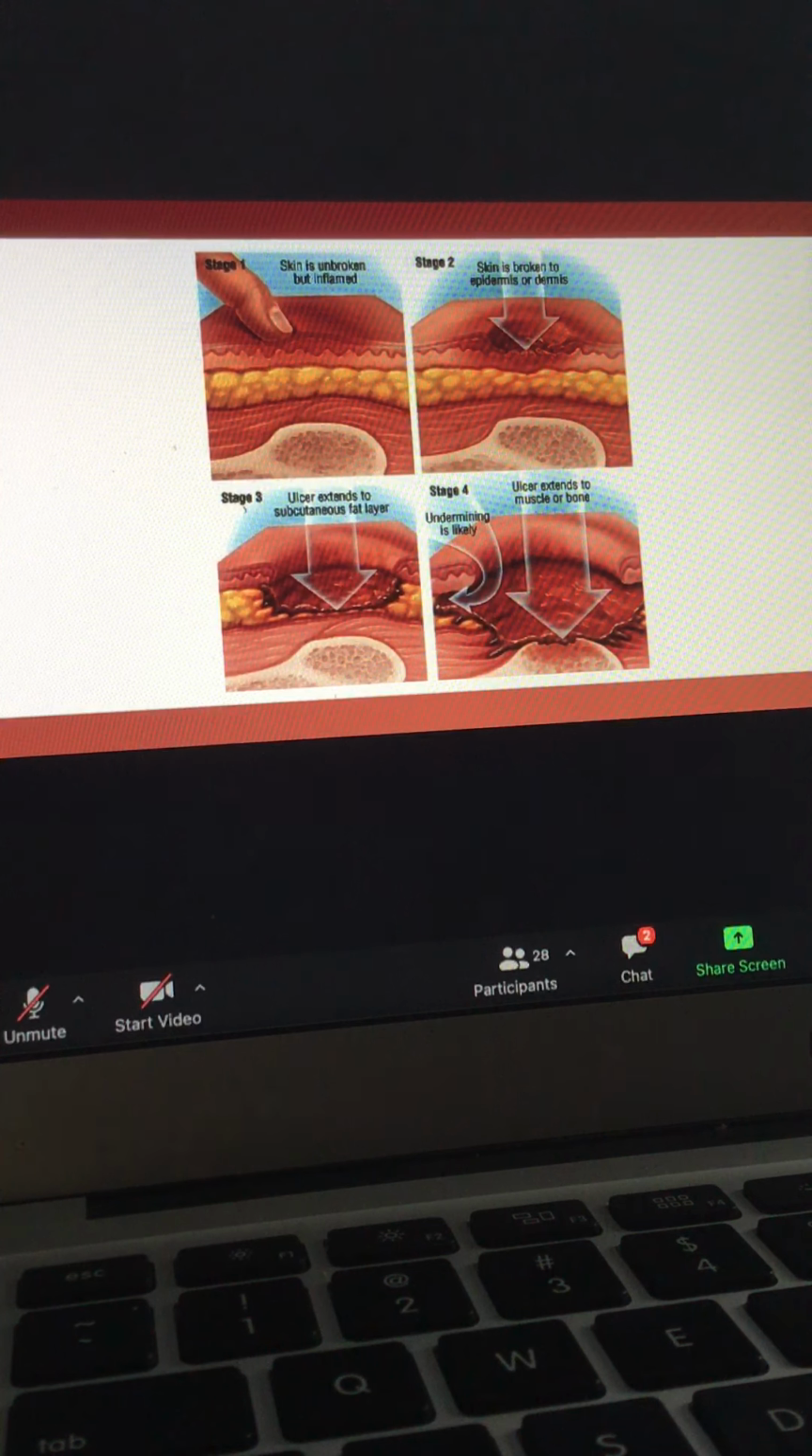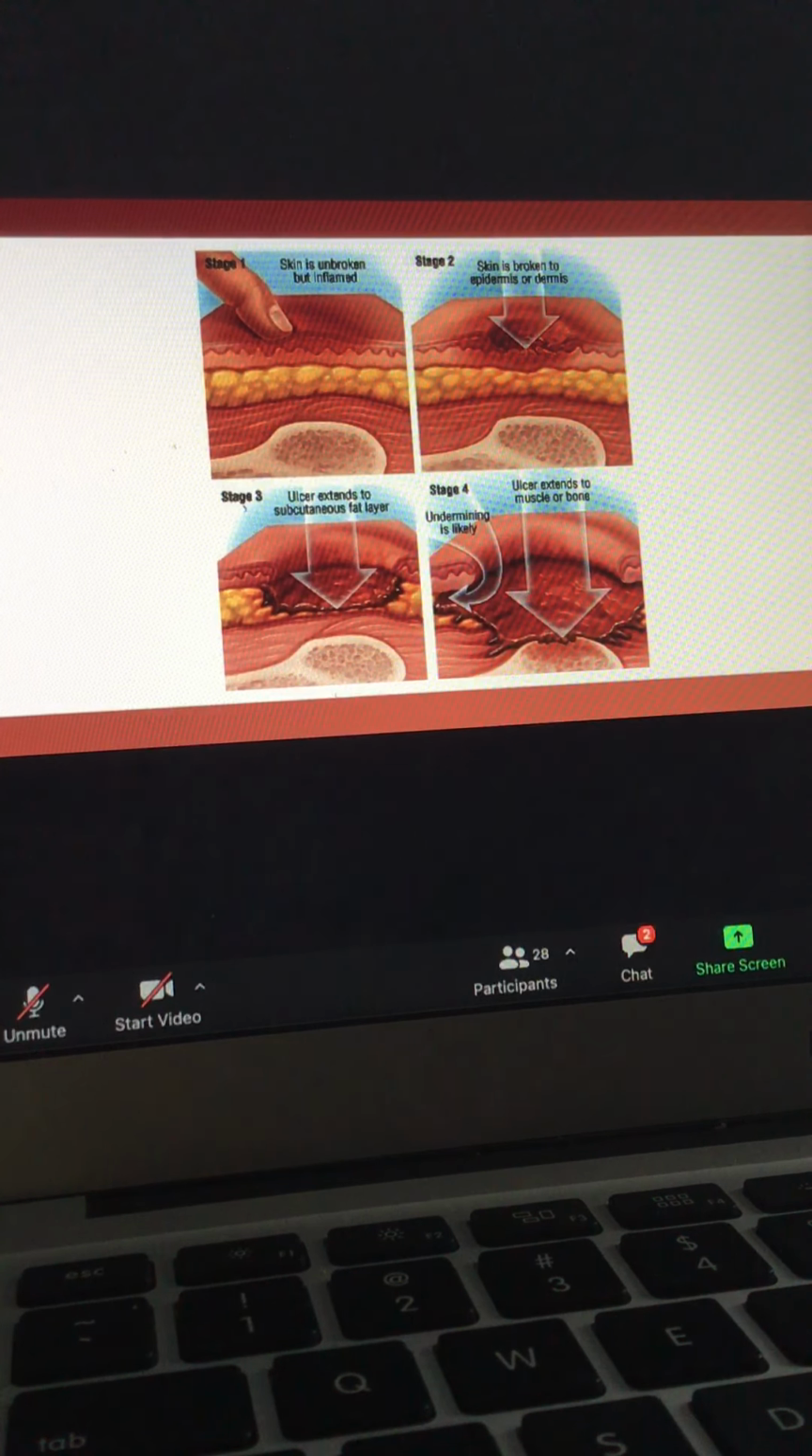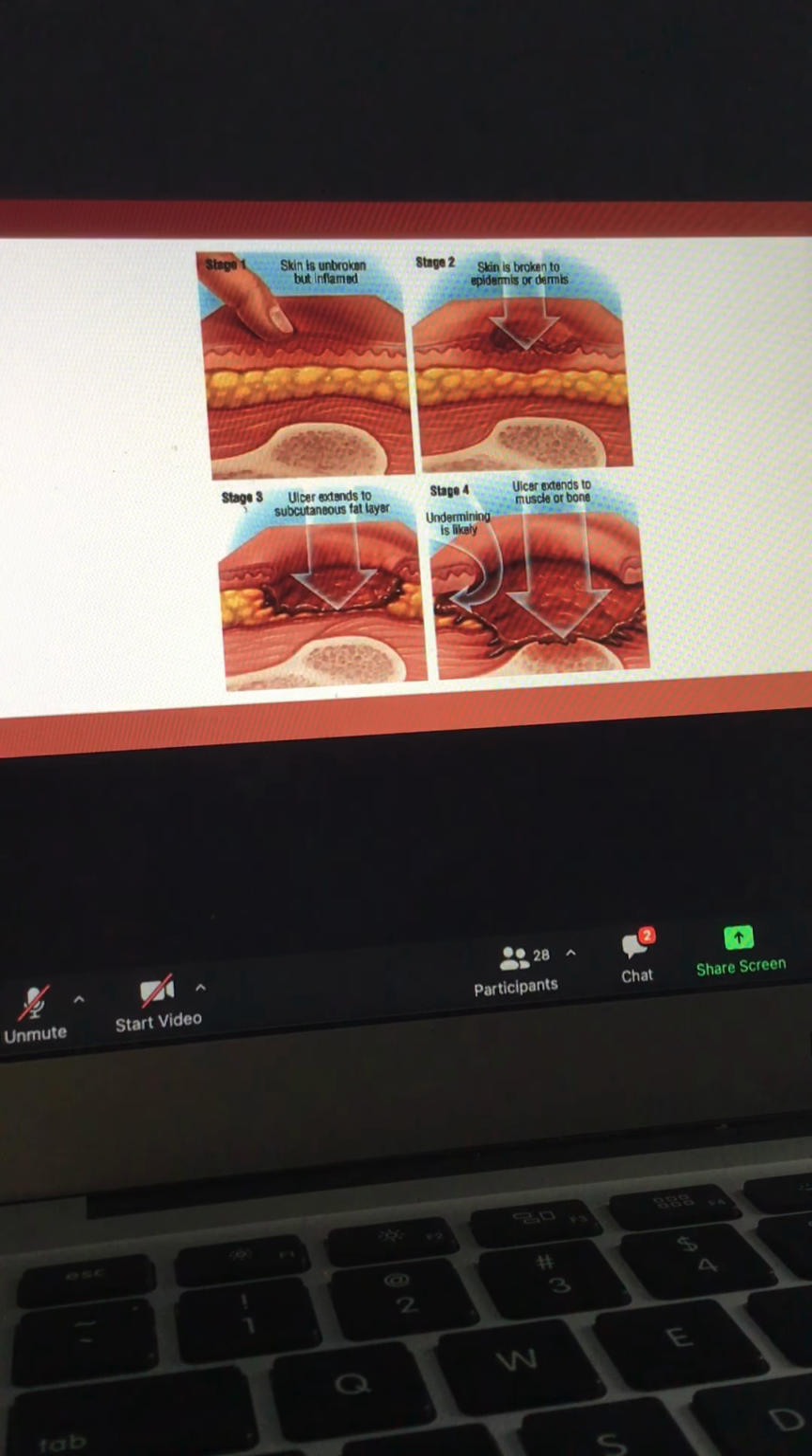Stage 1, non-blanchable erythema. Erythema is redness. Stage 2, two things can happen. The skin may be intact, but there is the presence of a blister. A blister means there is a fluid-filled area. Or the blister can break and the skin starts to erode. So when the damage only reaches the level of the epidermis or the dermis, we call that a stage 2 pressure-related injury.